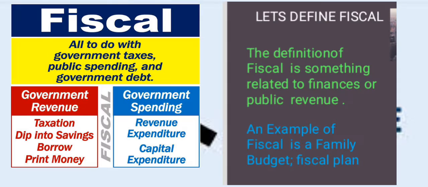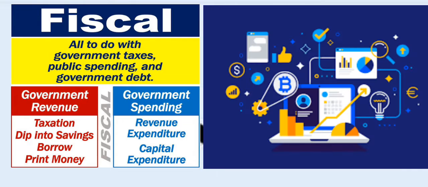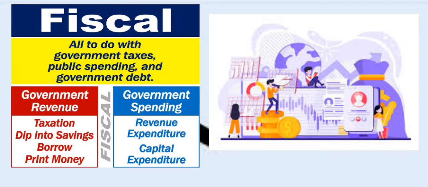Now let's define what is fiscal. It is something related to finances or public revenue. An example of fiscal is a family budget or a fiscal plan. It also has to do with government taxes, public spending, and government debt. Government revenue comes from taxation, debt into savings, borrowing, and printing money. Government spending is also revenue expenditure and capital expenditure.